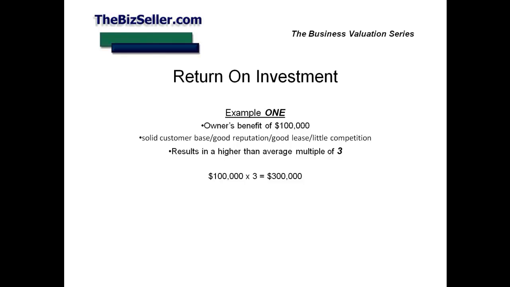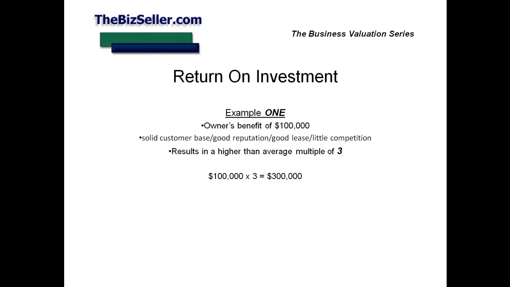Let's take a business that has $100,000 in owner's benefit in its most recent year. And let's say that that business has a lot going for it. A solid customer base, good reputation. It has a good lease that's in place for the next few years. It has little competition. If the owner went to sell that business for $300,000, meaning a multiple of 3, which for smaller owner-managed businesses, and by small I mean definitely below $1 million in sales, and most businesses in this category would have less than $500,000 in sales, a multiple of 3 for a business of that size where the owner also manages it on a daily basis is very good.